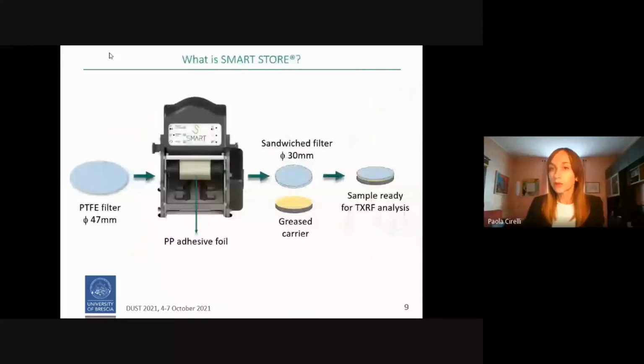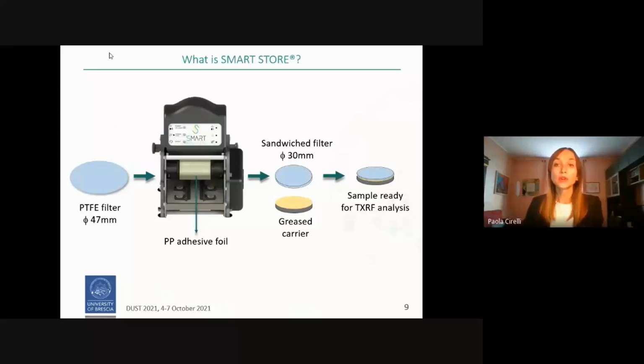But what is the Smart Store procedure? Smart Store is a tool developed by Smart Solution, a spin-off company of the University of Brescia. The most common filters used to sample air particulate matter are Teflon filters that are equipped with a plastic ring to stretch the filter and avoid crushing. This plastic ring, however, impedes the passage of the X-ray beam when the filter is analyzed with a TXRF instrumentation.